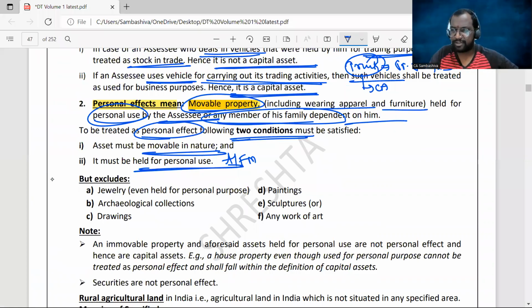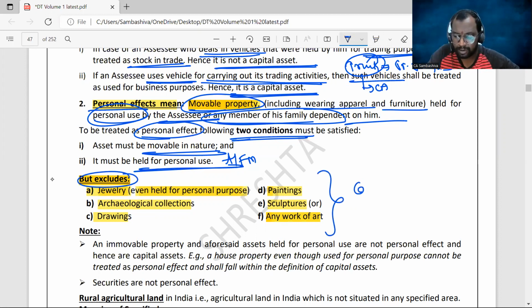Next. So now look at the textbook, sir. You have seen the personal effect definition, right? And the conditions, but personal effect excludes, you can see, jewelry, even if held for personal purposes. Archaeological collections, drawings, paintings, sculptures, any work of art, all these come under capital assets now, because personal effect excludes these assets. So jewelry is your capital asset. Paintings, drawings, archaeological collections, sculptures, all these are now covered under the definition of capital assets, and any gain on transfer of all these assets is chargeable to tax under the head capital gains.